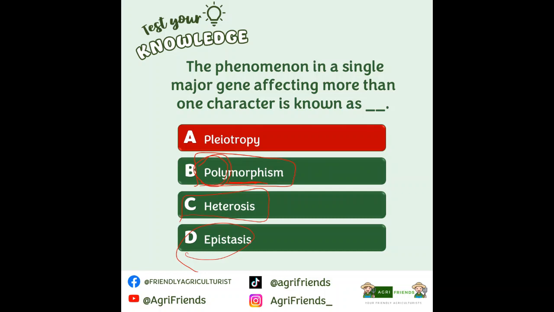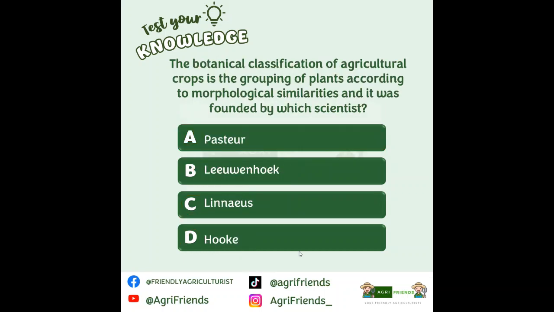Next, the botanical classification of agricultural crops is the grouping of plants according to morphological similarities, and it was founded by which scientist? A, Pasteur, B, Leeuwenhoek, C, Linnaeus, or D, Hooke. The answer is Linnaeus. Remember, Carolus Linnaeus. Okay?